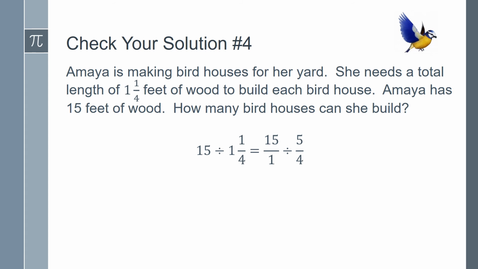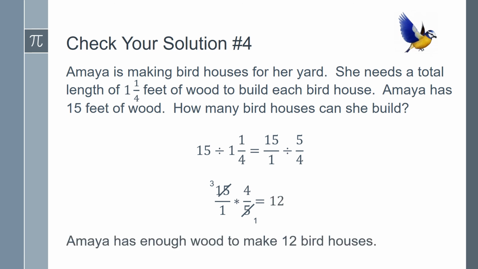Next, we need to invert the divisor and change the division sign to a multiplication sign. So now the equation is 15/1 times 4/5. 5 goes into 15 and 5, so we can cross-reduce, and we find that 15 is reduced down to 3, and 5 is reduced down to 1. Multiplying, we find that the answer is 12. So Amaya has enough wood to make 12 birdhouses.